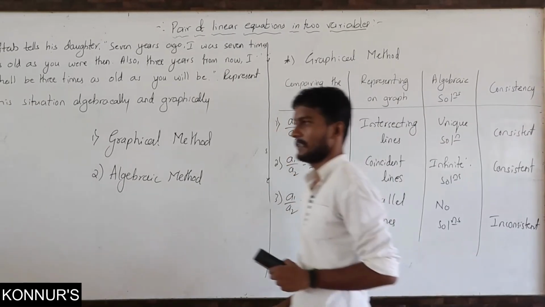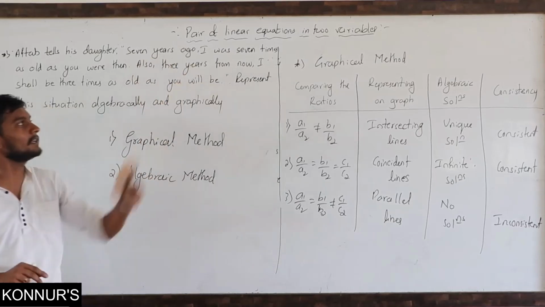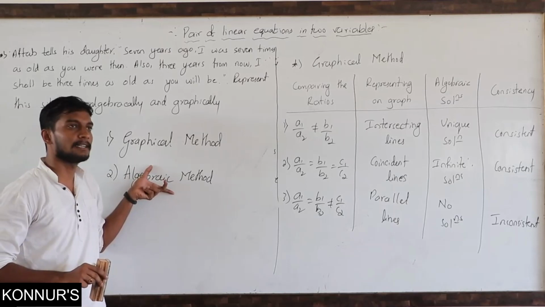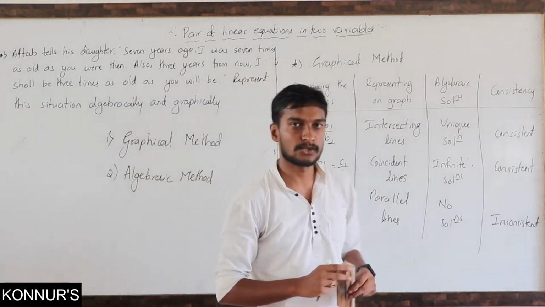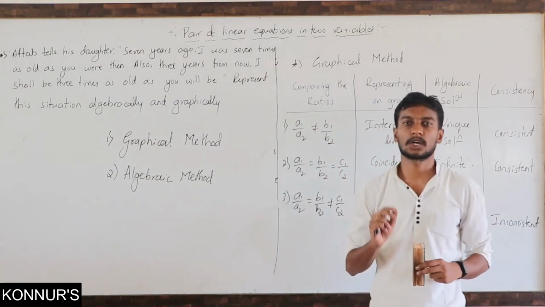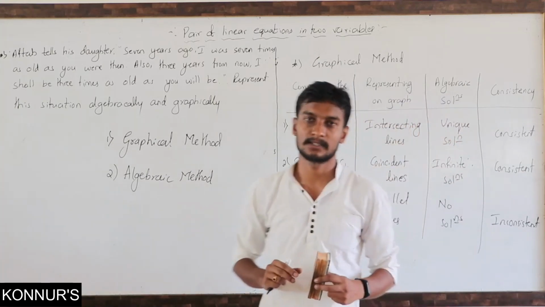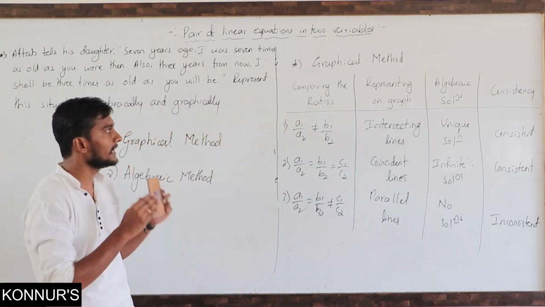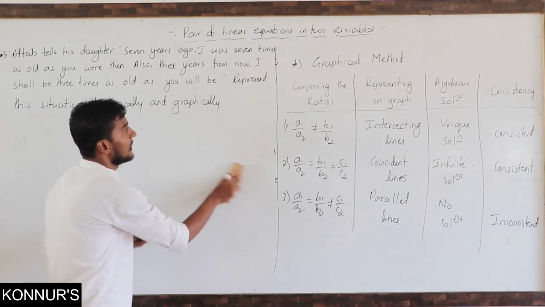Using the algebraic method also, we are going to find the solutions of the pair of linear equations in two variables. In the algebraic method we again have three methods: the first is the substitution method, the second is the elimination method, and the third is the cross multiplication method. In detail we are going to study them one by one. First we will discuss the graphical method.